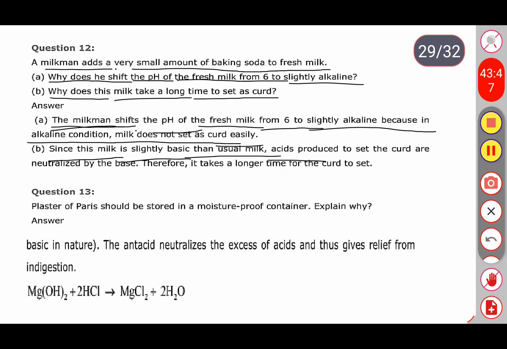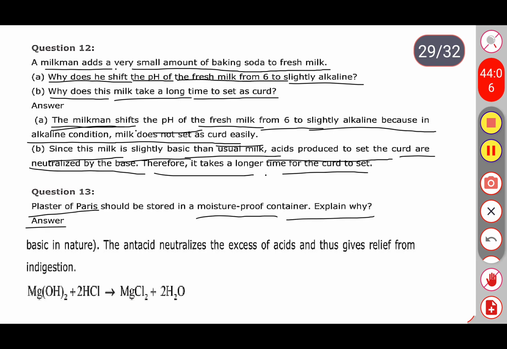Plaster of Paris should be stored in moisture-proof containers. Explain why. The antacid neutralizes the excess of acids and thus gives relief from indigestion. When magnesium hydroxide is treated with HCl, it forms magnesium chloride along with water.